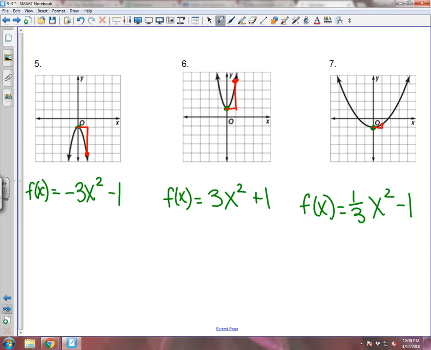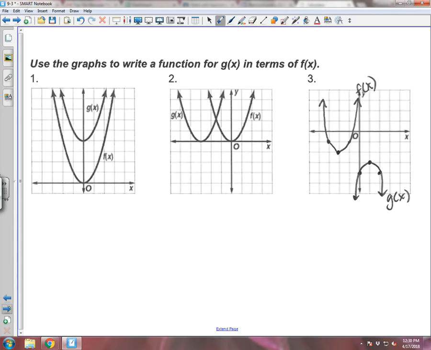Okay, so next section, you will see that every graph here has 2 parabolas on it. You need to use the graphs to write a function for g of x in terms of f of x. That means if I'm going to write it for g of x, all of these answers should say g of x equals, and then somewhere after this equal sign, you'd have to have an f of x.